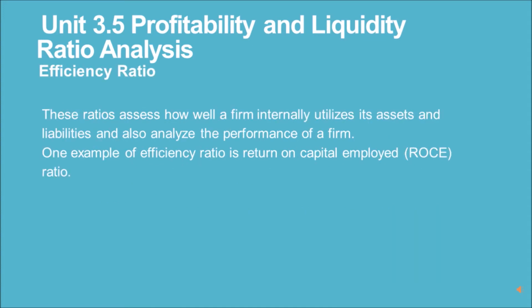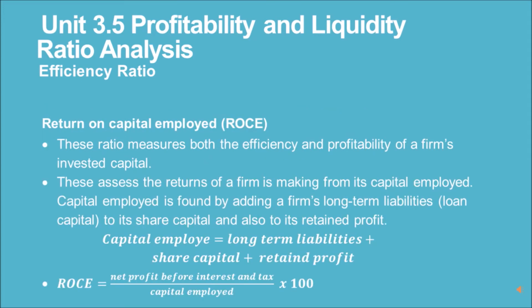Efficiency ratio. These ratios assess how well a firm internally utilizes its assets and liabilities and also analyze the performance of a firm. One example of efficiency ratio is return on capital employed, ROCE, ratio. Return on capital employed, ROCE. This ratio measures both the efficiency and profitability of a firm's invested capital. It assesses the returns a firm is making from its capital employed.